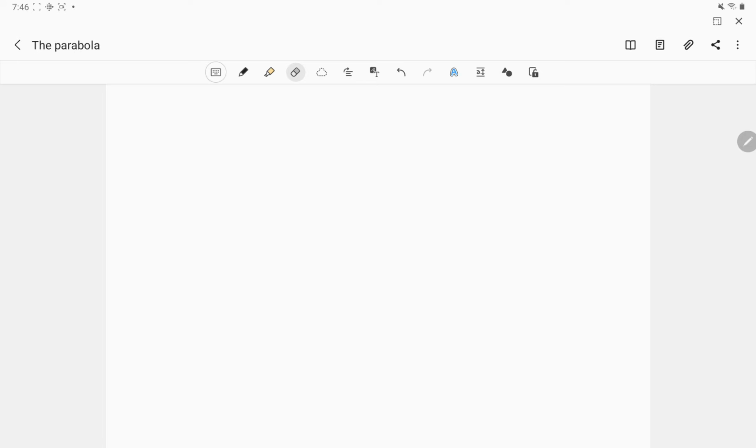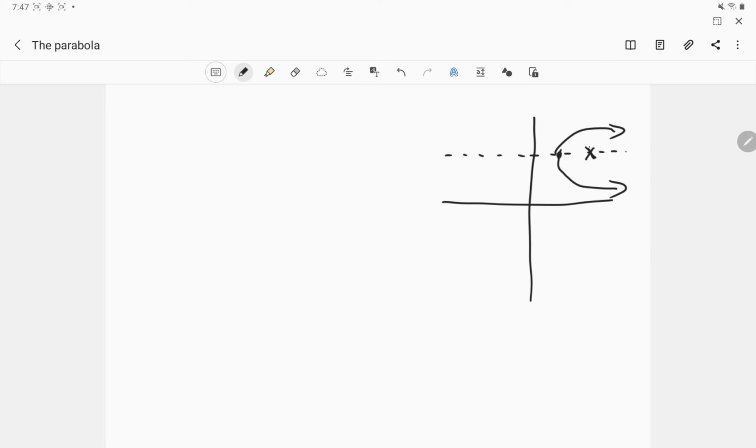So again, just a quick sketch, and I'll make it just small. So if, let's say, here's your vertex and it's opening this way, your axis of symmetry would now be going horizontally instead of vertically. Your focus point has to be inside the cup, so it might be right there. Your directrix would have to be the same distance away, so here. And I think that's it.